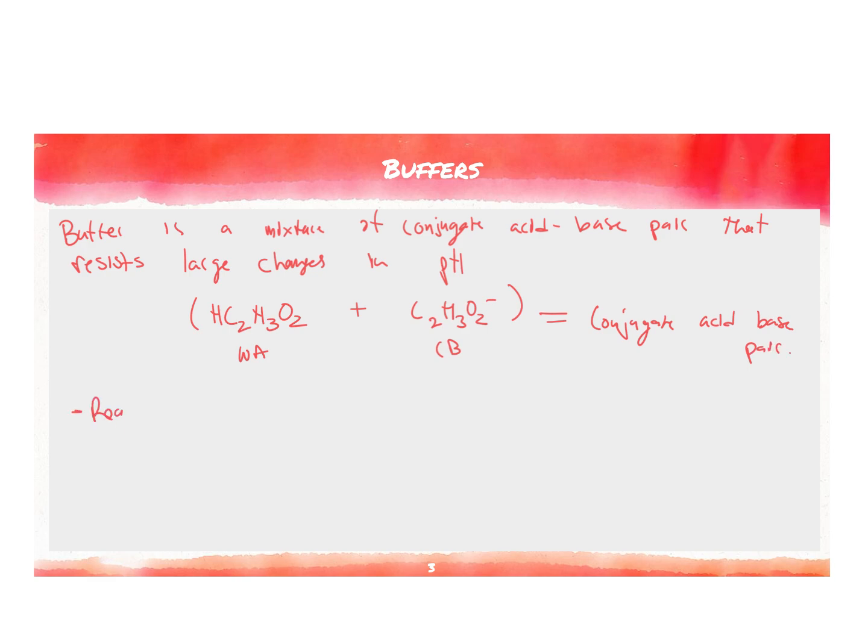They require more than 10 to the minus third molar concentration of both species. In other words, they need more than 10 to the minus 3 molar weak acid and conjugate base, or weak base and conjugate acid. Concentrations must be roughly equal.